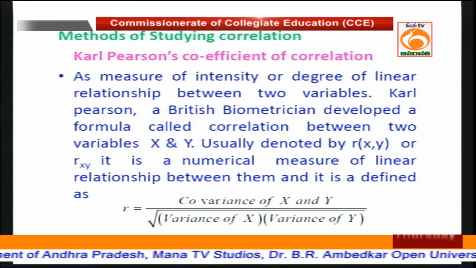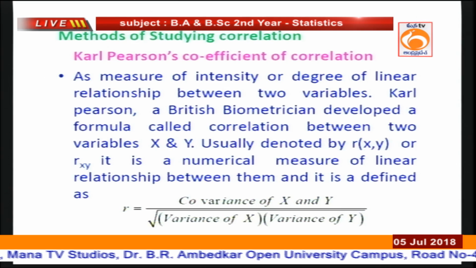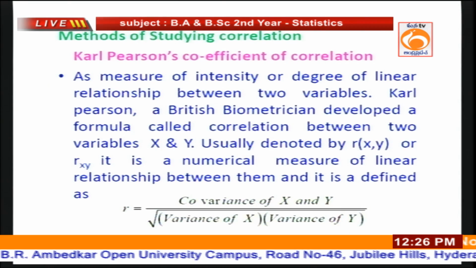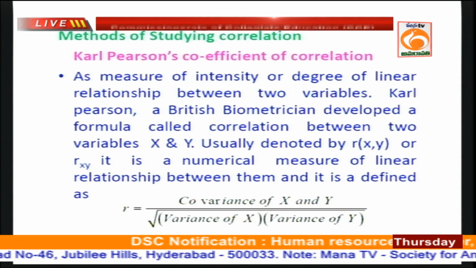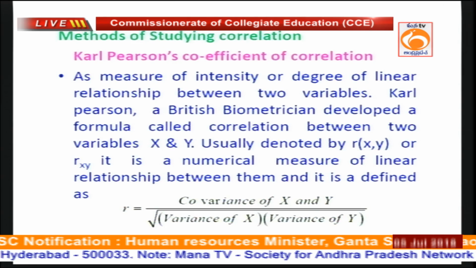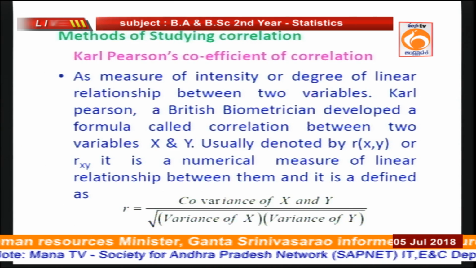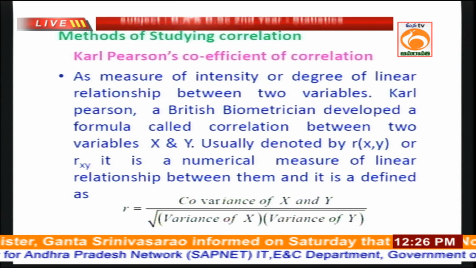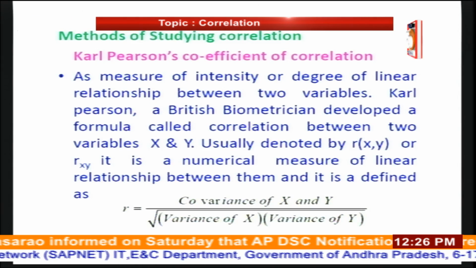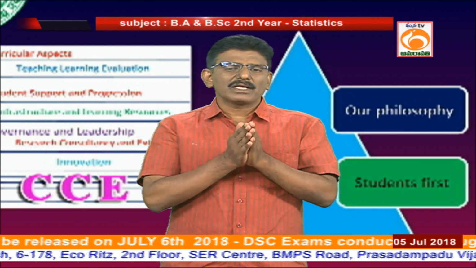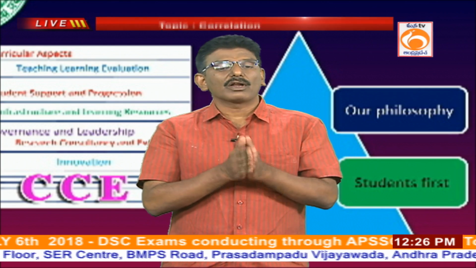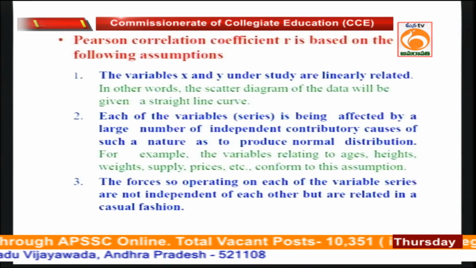Some variation in x, some variation in y, simultaneously we have to observe the covariation, dividing by the positive square root of the variance of x and the variance of y. So this is the basic formula. We can also modify this formula in different modes. For practical purposes, we have to change this formula in different modes. Next, this Karl Pearson formula is based on the following assumptions, and all students must observe these assumptions.